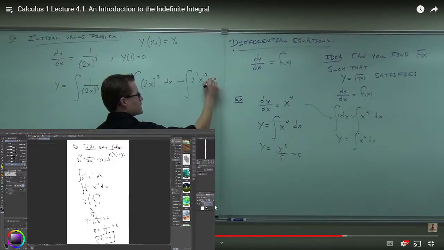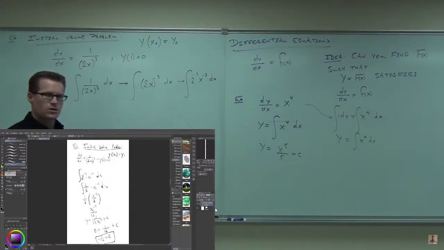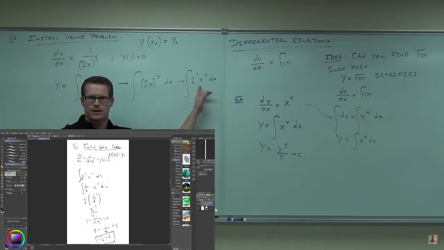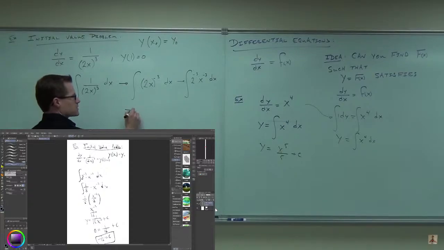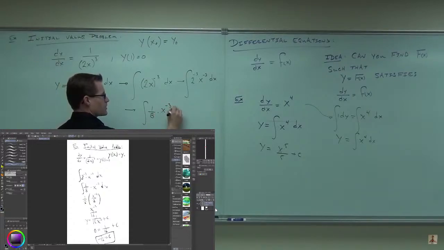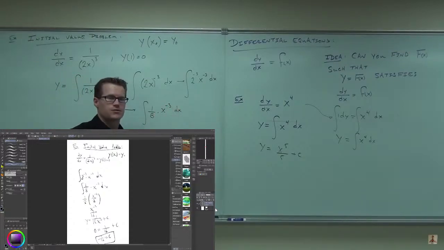times x to the negative third dx. Do you see that? How it doesn't go to 8. That's actually 1/8. Do you see what I'm talking about? It's not 8, it's 1/8, so be careful on that. You get 1/8 x to the negative 3. That one you have to leave because that does fit your table.